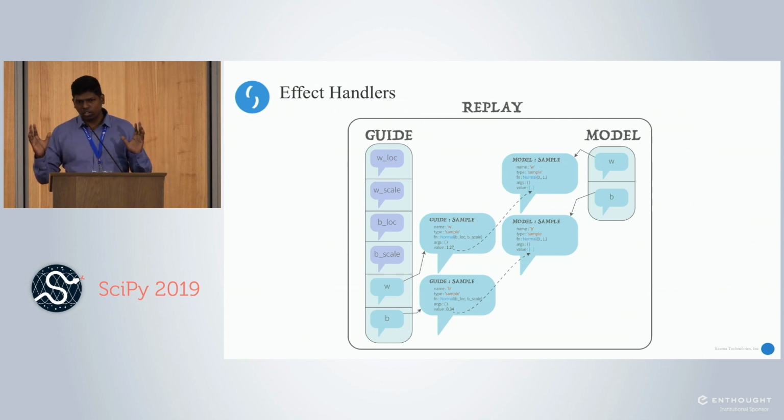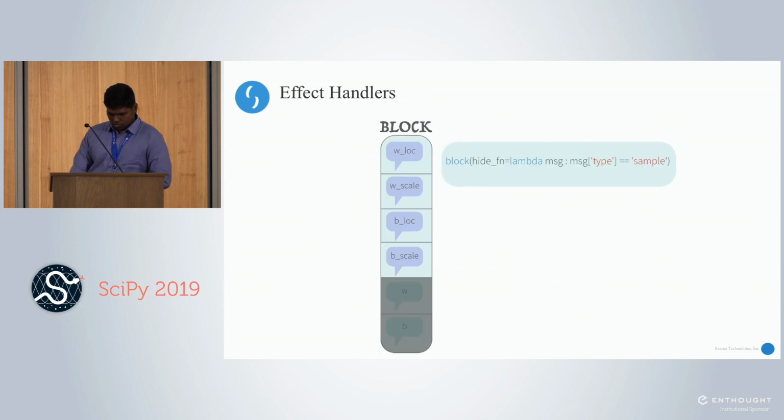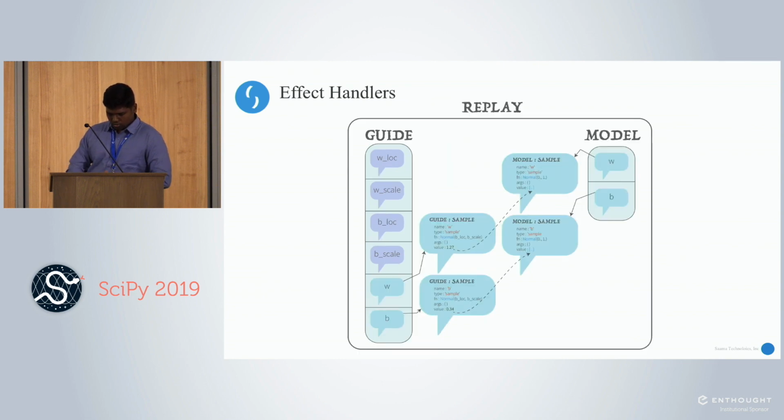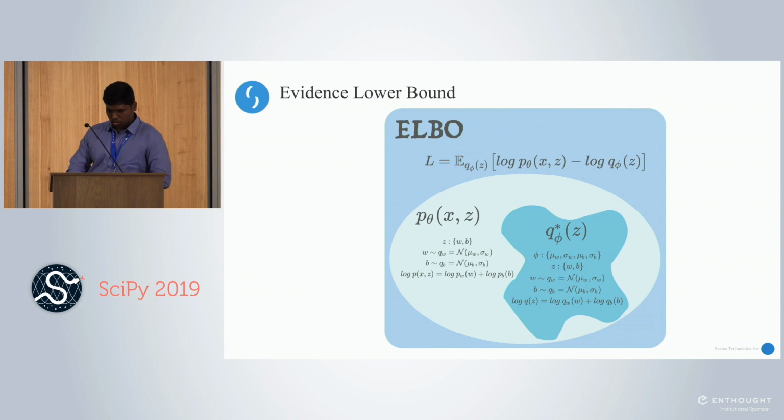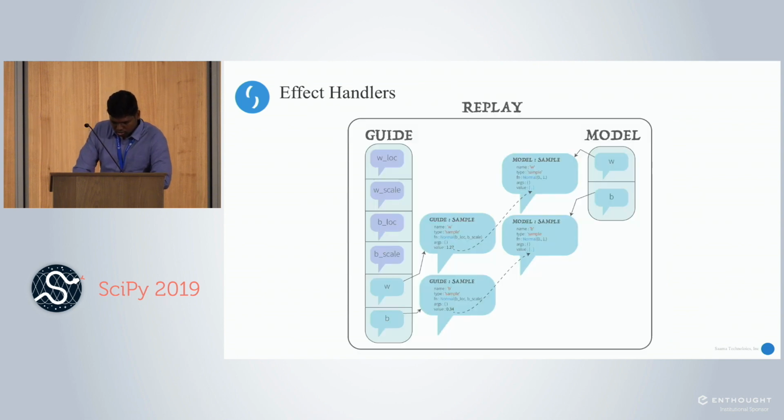Now, why do we need something like this? Okay, so this is where it actually plays a role in calculating the ELBO. We have our model, we have our variational distribution. What happens here is we sample the latent variables from the variational distribution and then evaluate them in both the model and the variational distribution. So this is exactly the scenario where we need a handler like trace.